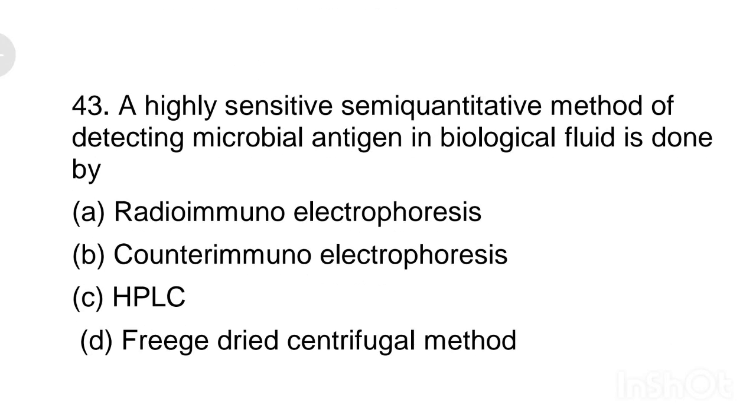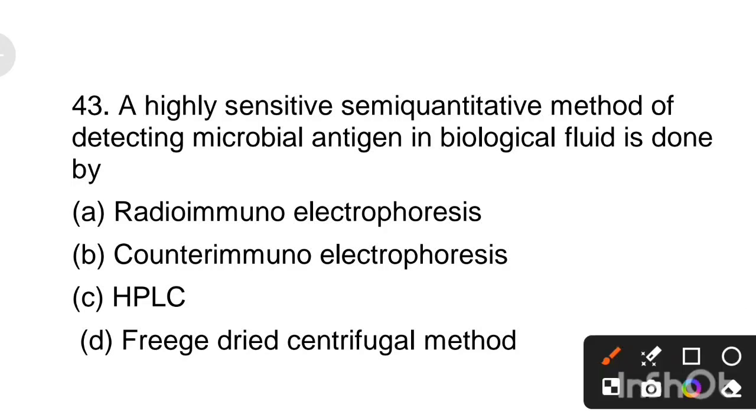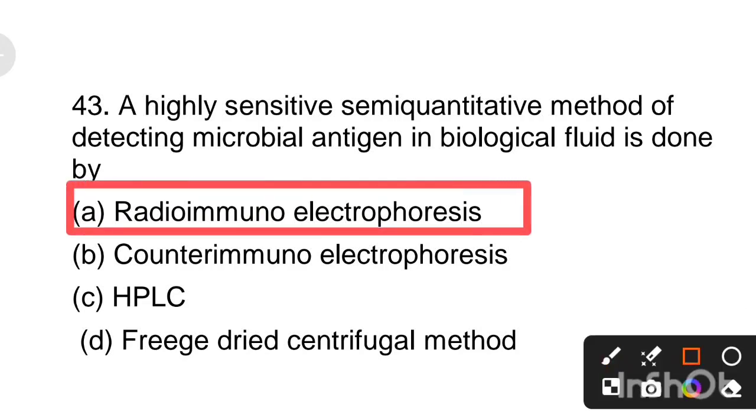Next question. A highly sensitive semi-quantitative method of detecting microbial antigens in microbiological fluid is done by option A, radioimmunoelectrophoresis, option B, counter-immunoelectrophoresis, option C, HPLC, option D, freeze-dried centrifugal method. Correct answer is option A, radioimmunoelectrophoresis.